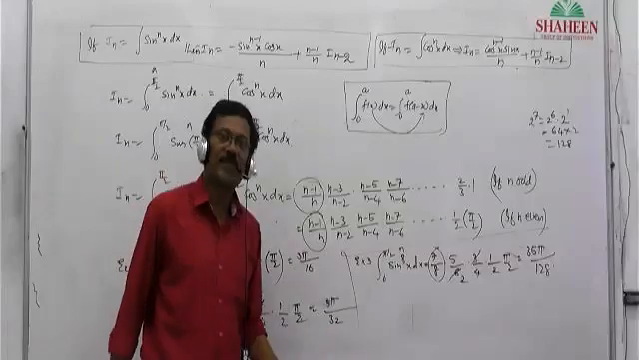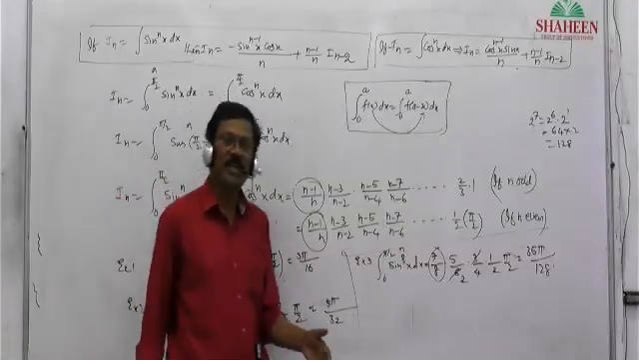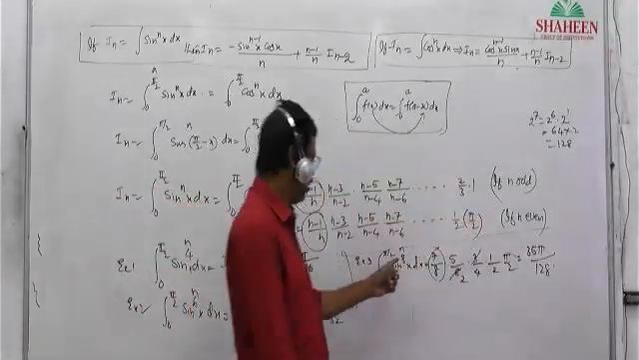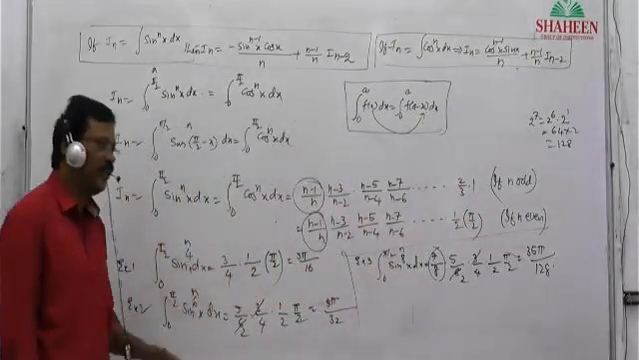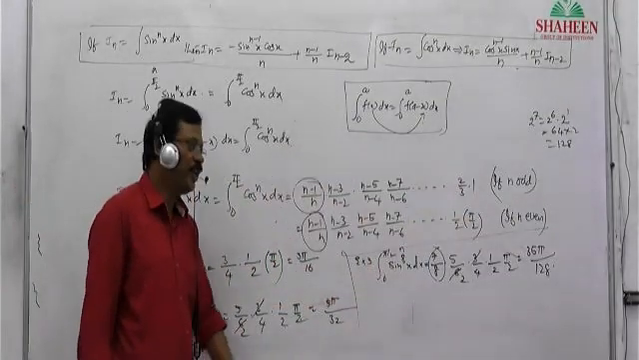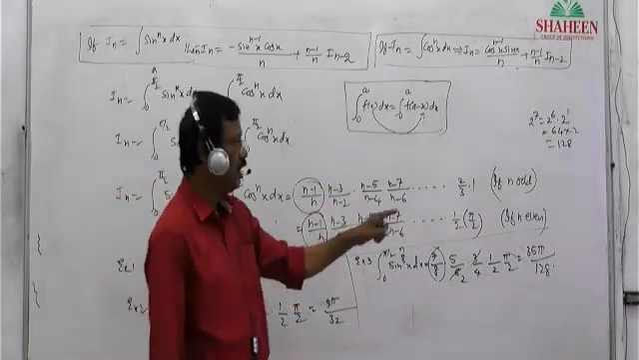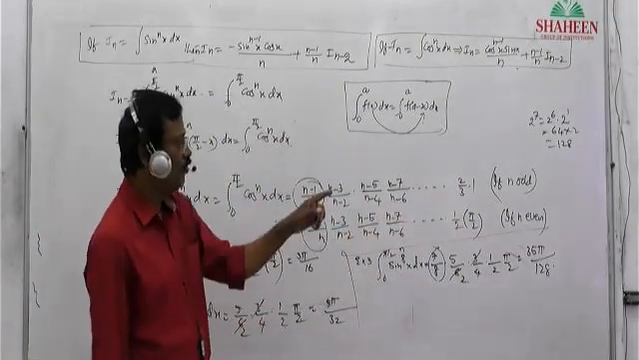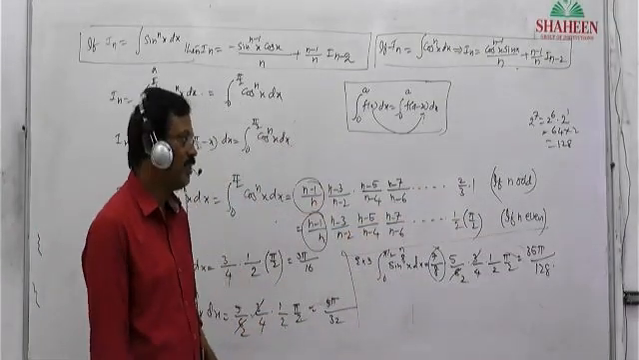Why is 1 by 2 coming? Because n is even, definitely you will get 1 by 2. If you get 1 by 2, write pi by 2 at the last. Don't forget pi by 2. If you don't write pi by 2, that will be a mistake.